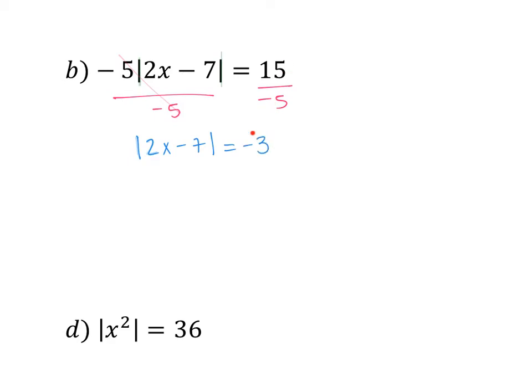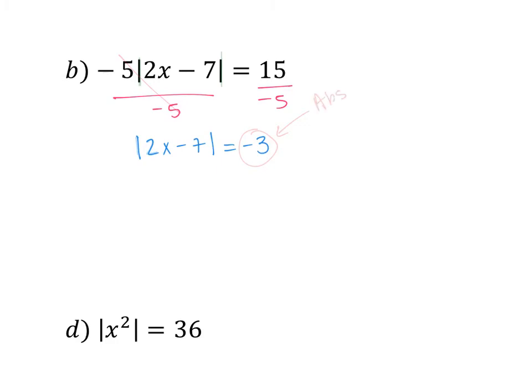Wait a minute, that side's negative 3? I thought absolute value functions always produce a positive number, right? So here's the thing you need to watch out for. Anytime you have a negative number outside of an absolute value function, so this is the absolute value we've already isolated, but it equals a negative value. And that doesn't happen. Absolute values, we've said in the definitions, only give you positive numbers.